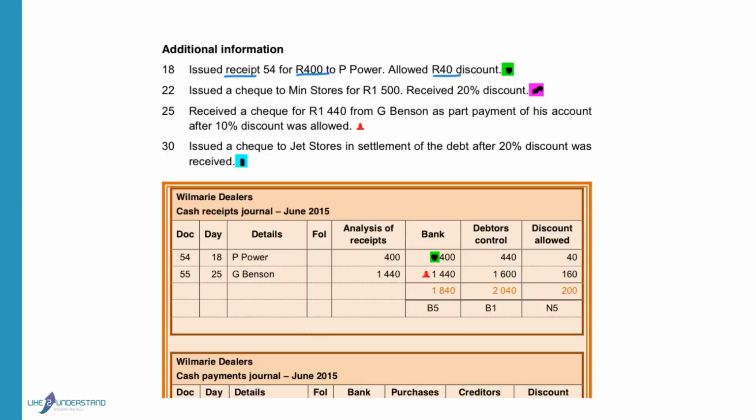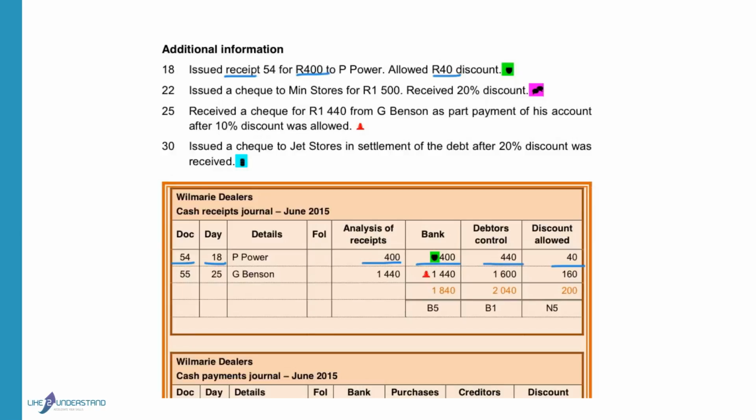In the cash receipts journal, we will indicate the receipt number as 54. The entry is on the 18th, P Power, and we will indicate that we received 400 Rand, so we put it in the till. So the analysis of receipts is like a till. At the end of the day, we take the money to the bank. We allowed 40 Rand discount, so we will reduce the debtors with the 400 Rand and the 40 Rand, and we will decrease them with 440.